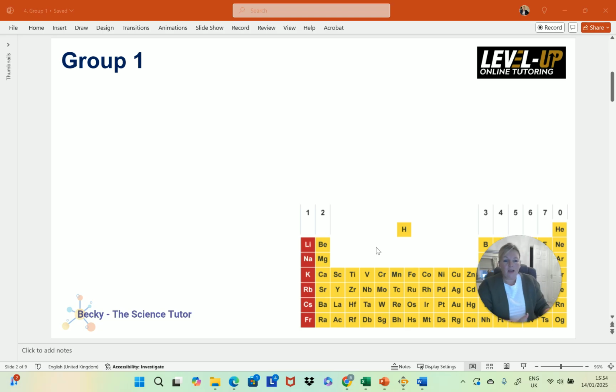Okay, now when we spoke about Mendeleev's table, we explained that the reason that elements have similar chemical properties is down to their electron structure. So in Group 1, they're all similar because they all have one electron in their outside shell.